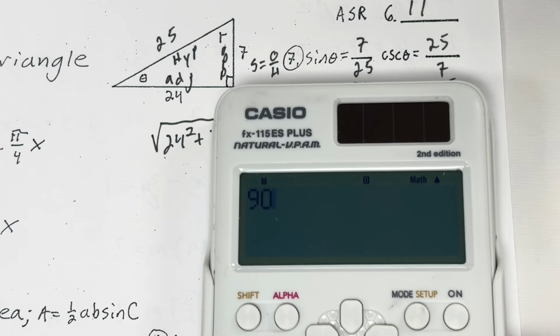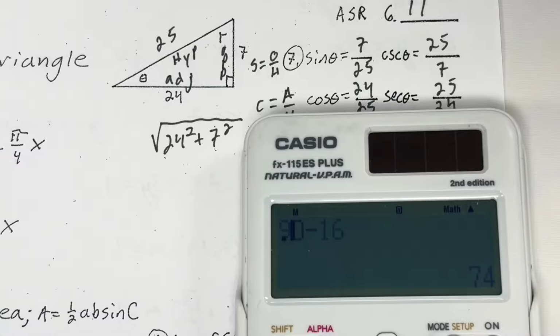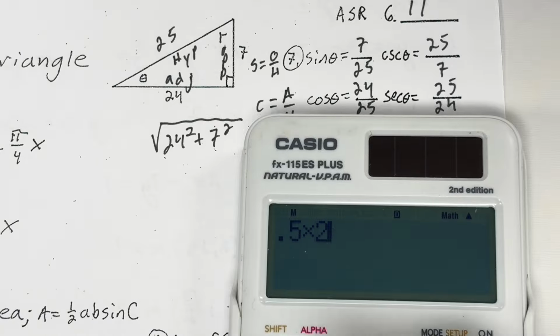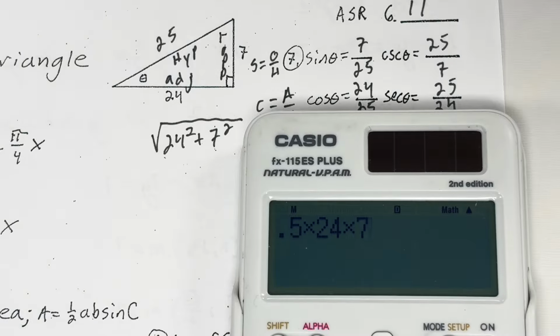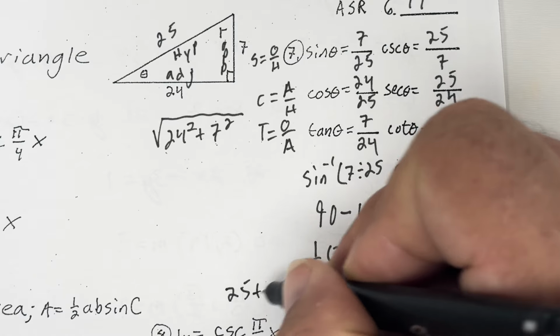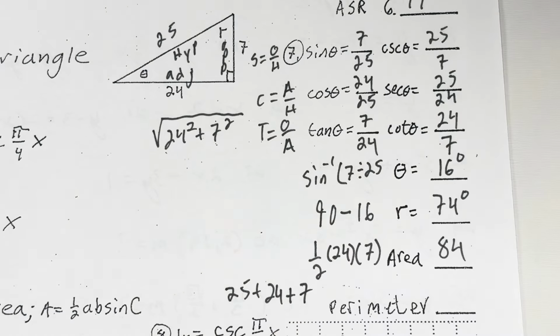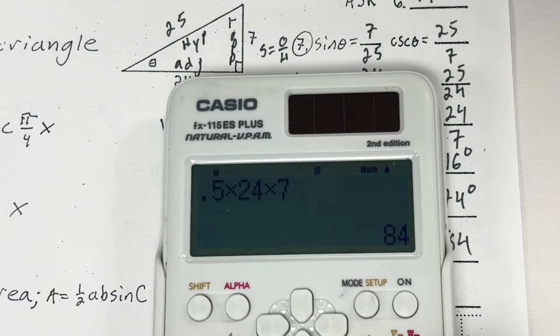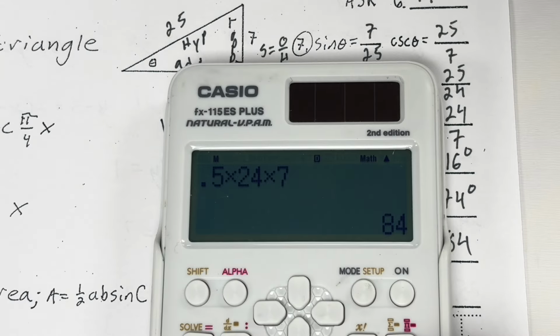The area is 1/2 the base, which is 24, times the height, which is 7. So 0.5 times 24 times 7 gives us 84. The perimeter, we're just going to add them up. So the perimeter would be 25 plus 24 plus 7, and 56 is our perimeter.